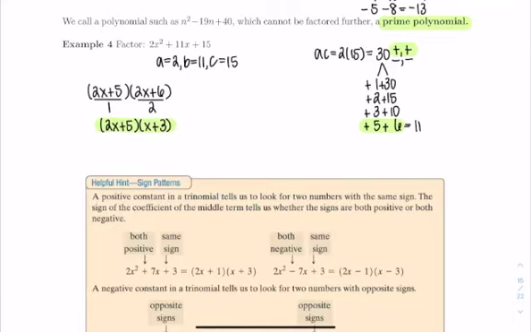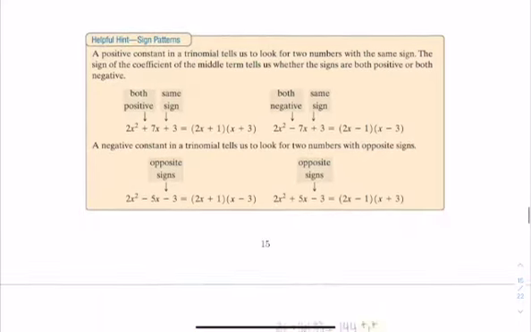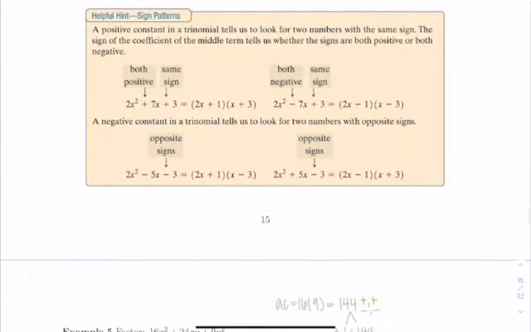The box below just gives helpful tips on figuring out the sign patterns. So if the constant term has a positive sign, that means we have the same sign. And if the middle term is positive, then they're both positive. If the middle term is negative, they're both negative. If the constant has a negative sign, that means we will have one positive and one negative.